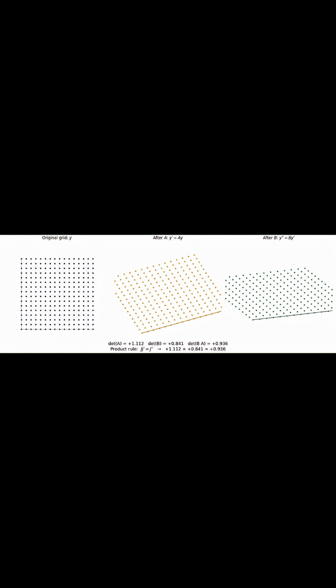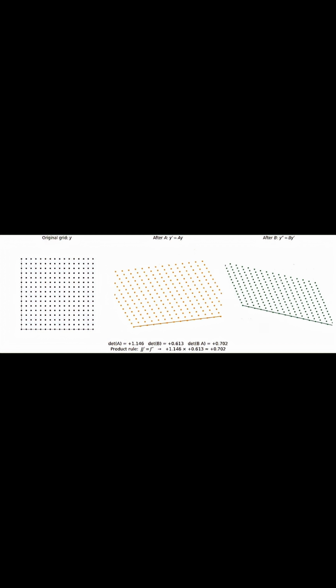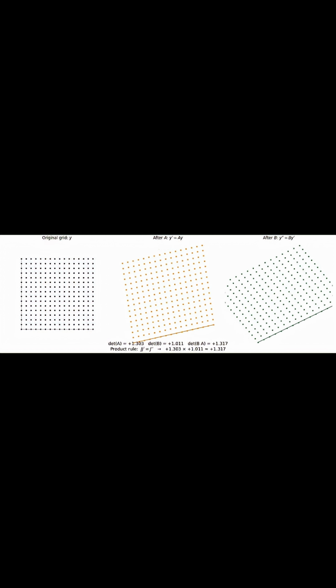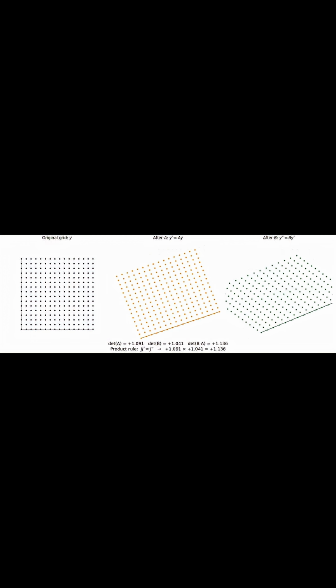So, if you stretch a map by a factor of 2, and then you stretch that by 3, the total scaling is just 2 times 3. Simple as that. Second, and this comes right from the product rule, is the inverse relationship.